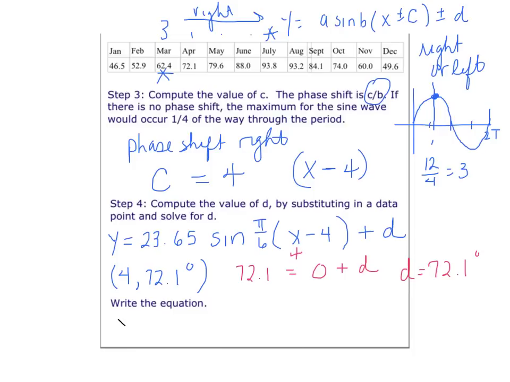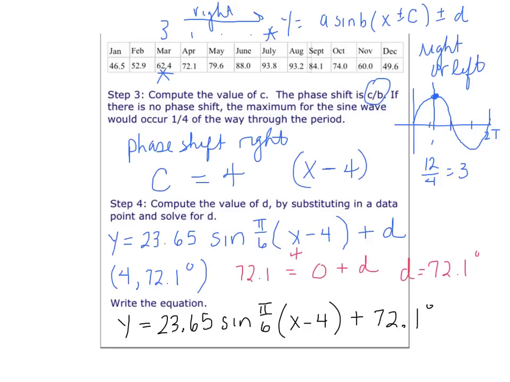All right, so your final equation that we found was an amplitude of 23.65, sine of pi over 6, x minus 4, plus 72.1 degrees. Okay, and there we go. We have that equation. That's what we did by hand.